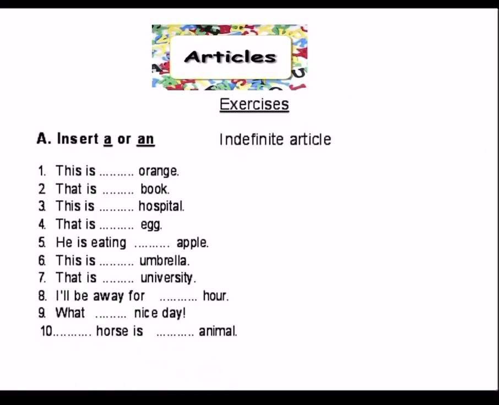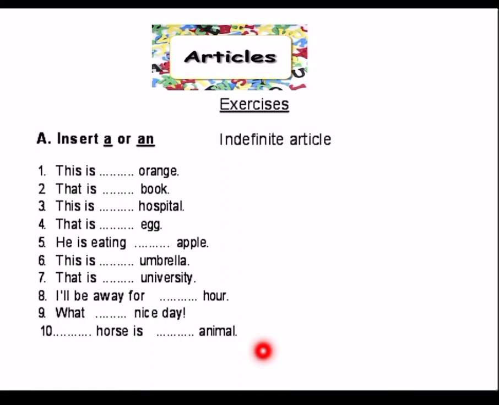You could just try this exercise on your own. This is an orange, that is a book. This is a hospital, that is an egg. He is eating an apple. This is an umbrella, that is, remember I said university, so it should be a university. I will be away for an hour. What a nice day. A horse is an animal.